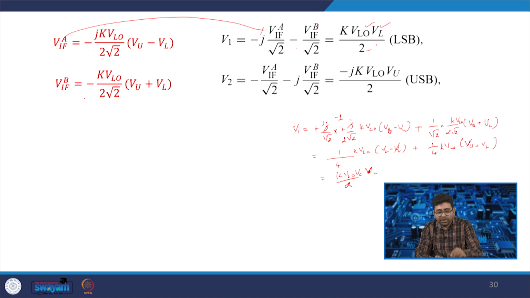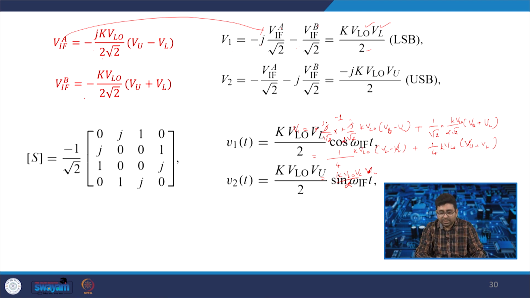So, same thing you can do for the second port, and this is the final output that we will get, which is a cos omega IF t and sin omega IF t, that is the lower side band and the upper side band. So, this is how this image reject mixer will work, and you can find out both the upper side band and lower side band. We will discuss more about the mixers and various topologies of mixer in the next class. Thank you.